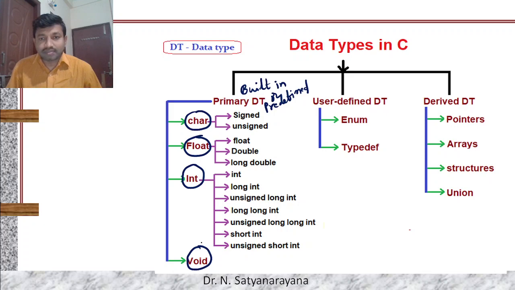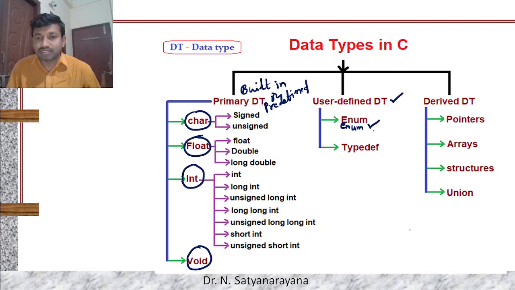Again, we have user-defined data types. In fact, the user has the privilege to define his own data types. In the sense, he can customize and define his own data type. A user is given the opportunity to do that with the help of keywords. In fact, all these keywords are lowercase letters. So this e is small e. enum is one keyword that can be used to define a user-defined data type.